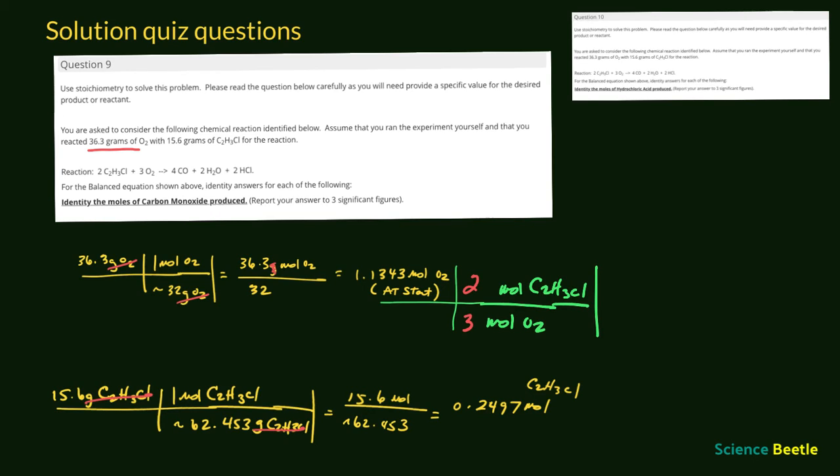You're going to take that 1.1343, multiply that times 2, and then divide it by 3, and that should give you the following number. And so that should give you here 0.7562.